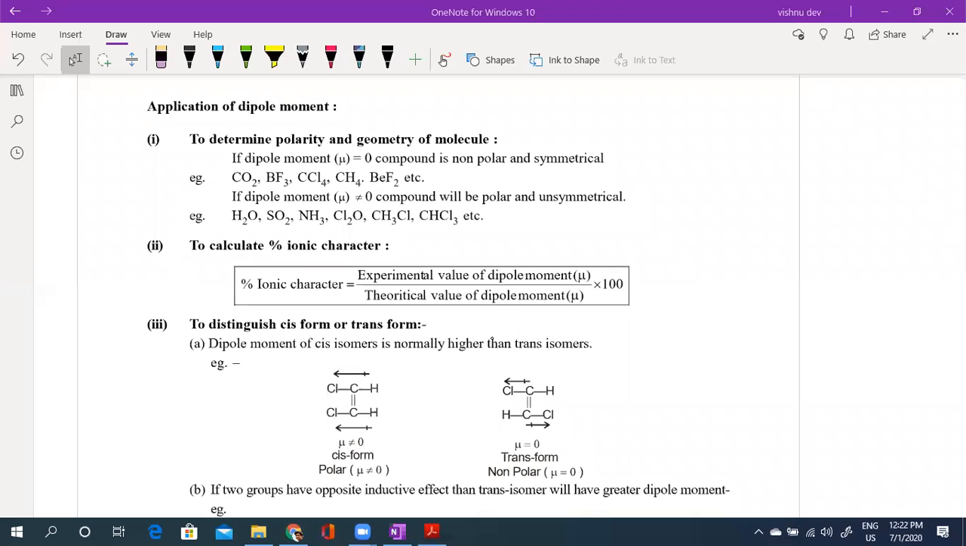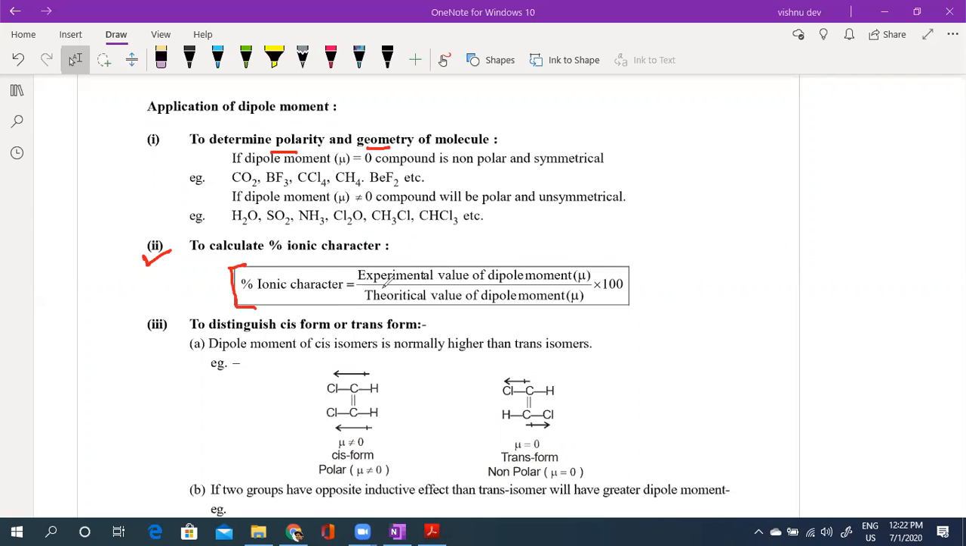Now, the two factors which depend on dipole moment: the first is polarity and geometry. Now, percentage of ionic character. We know that the percentage of ionic character will be more if the dipole moment is more.